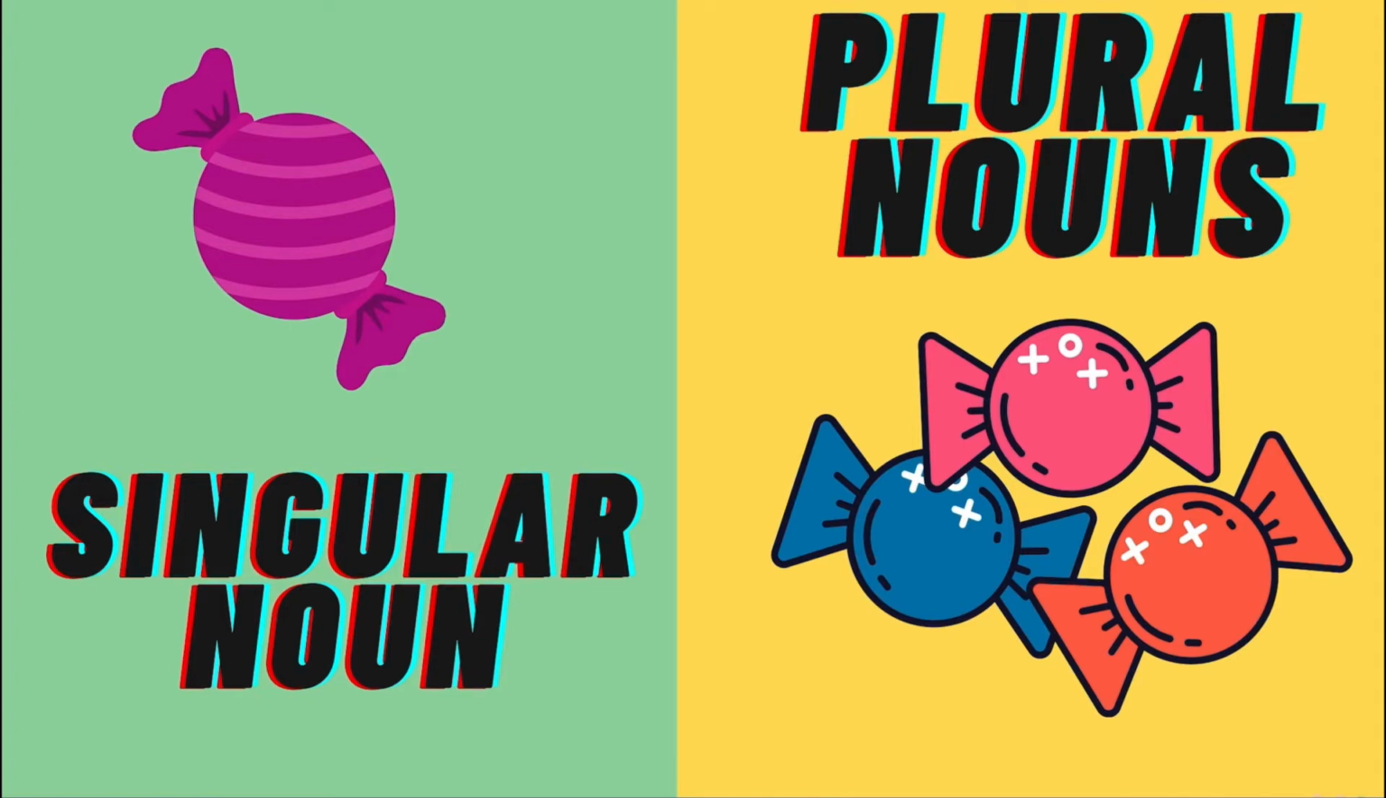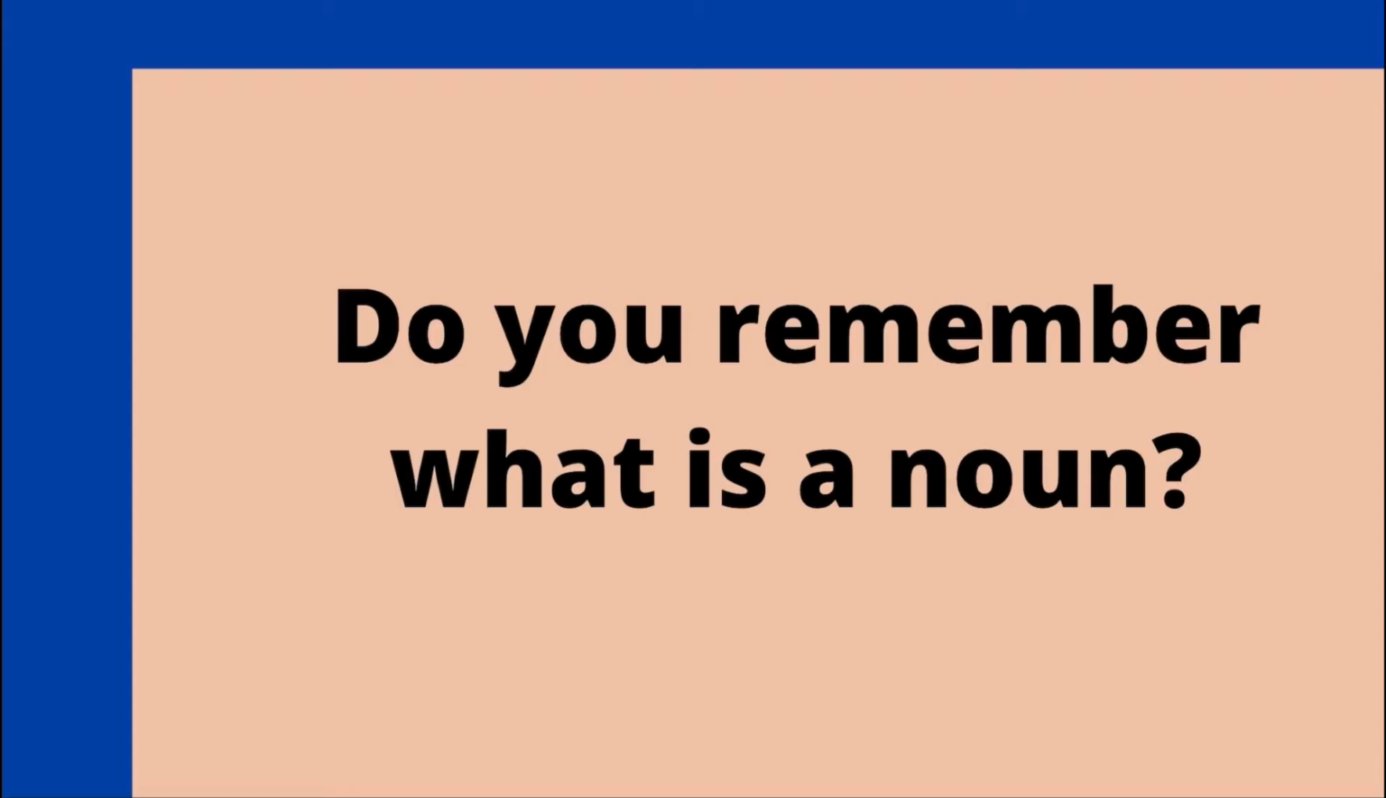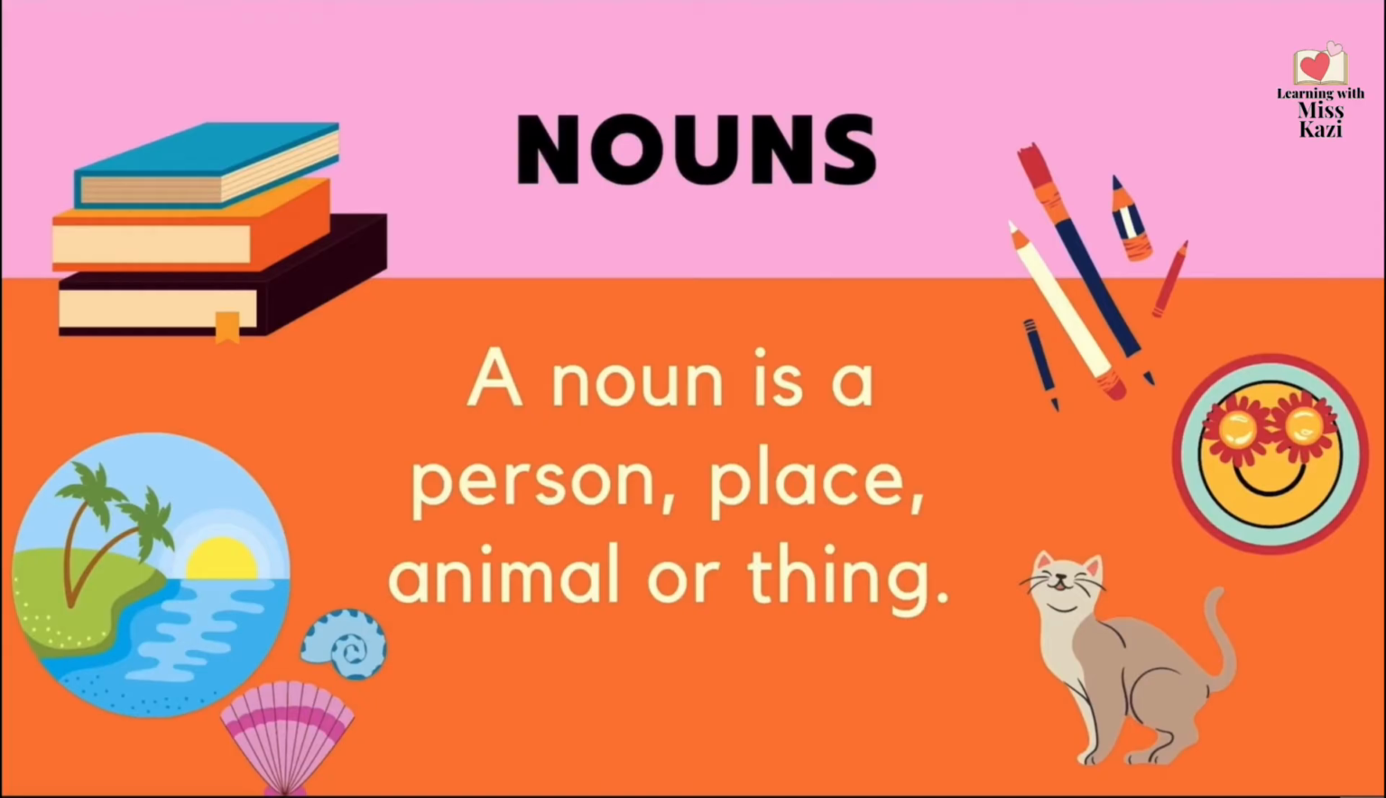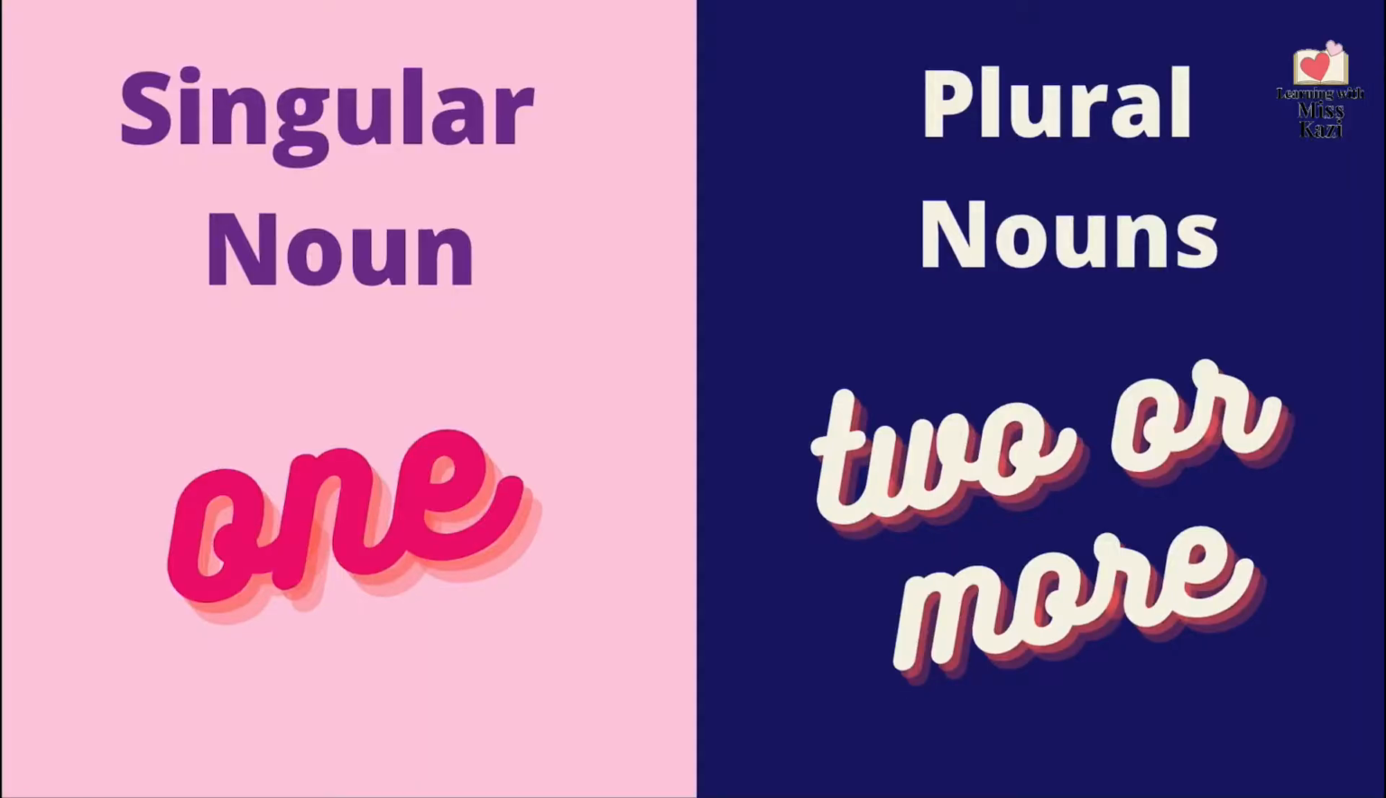Today we will be looking at singular nouns and plural nouns. Do you remember what a noun is? A noun is a person, place, animal or thing. A singular noun is one person, animal or thing. Plural nouns are two or more people, animals or things.